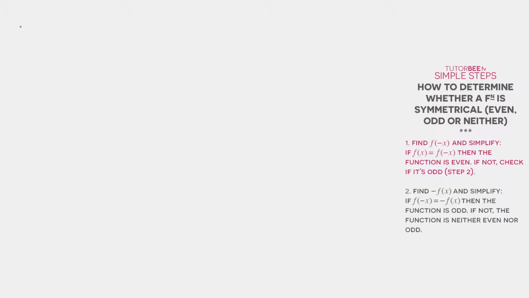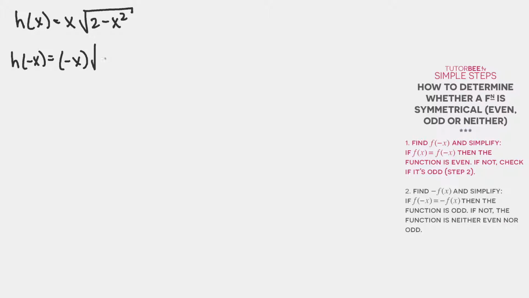Let's try using the steps for a slightly different function and maybe a little bit more difficult. Let's try it for h of x equal to x times the square root of 2 minus x squared. Okay, so the first step says to find what h of negative x is. H of negative x is equal to, I sub in a negative x here, and I sub in a negative x for the x squared. Out here, I get a negative x, and on the inside of the square root, the negative x squared will become a positive, so I'll be left with 2 minus x squared.